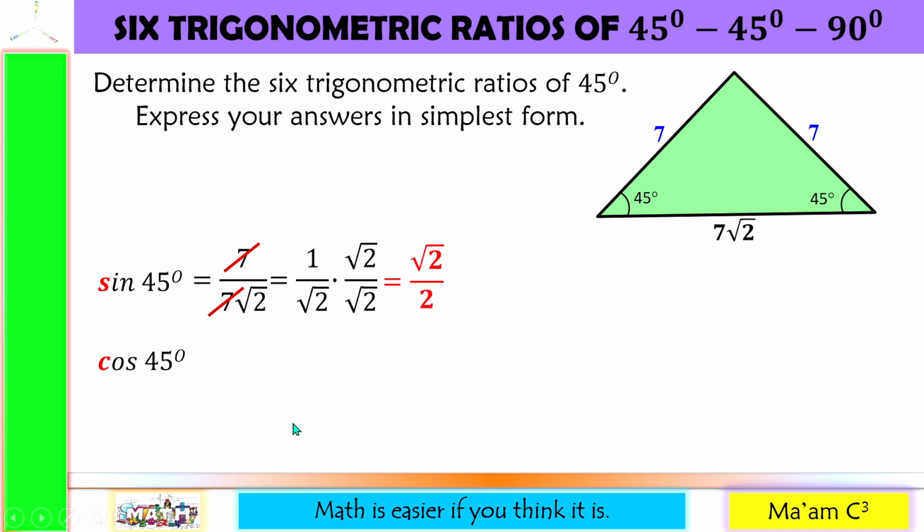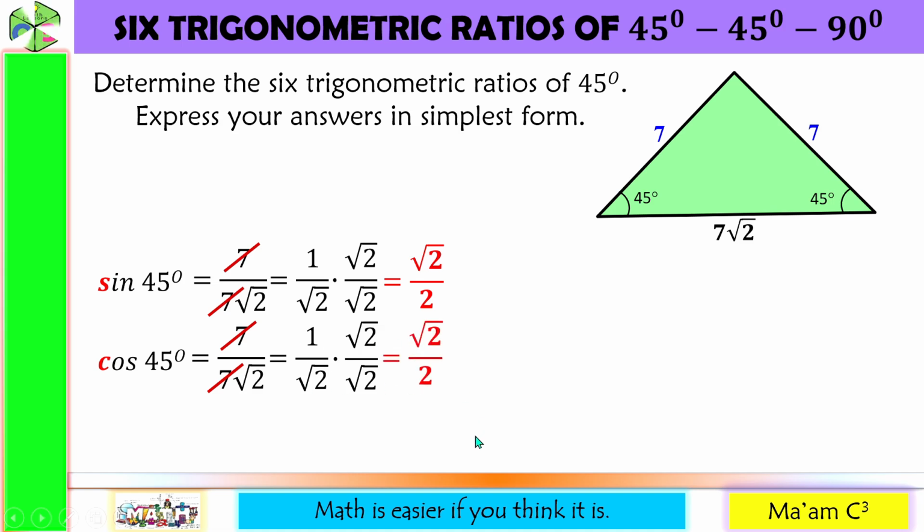Next one, cosine 45 degrees. Cosine is adjacent 7 over hypotenuse. 7 over 7 square root of 2. 7 and 7 will cancel out. This will also give us 1 over square root of 2. Rationalize, simplify, square root of 2 over 2. Next one, tangent 45 degrees. Tangent is TOA, opposite over adjacent. So 7 over 7, and that is equal to 1.